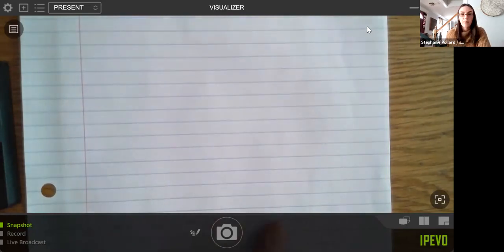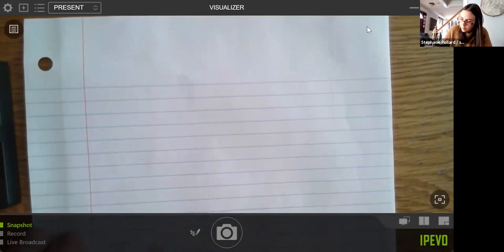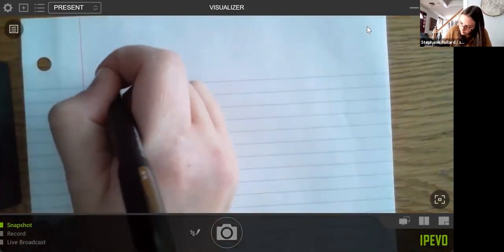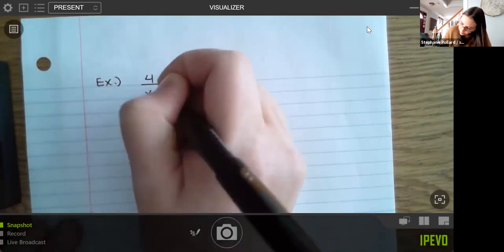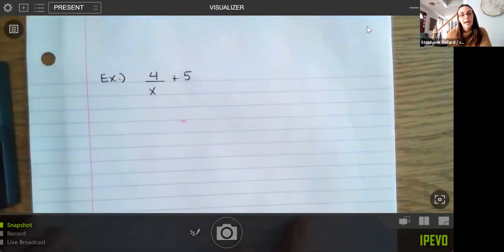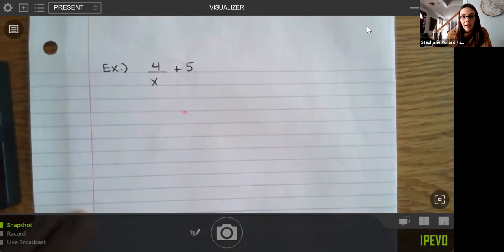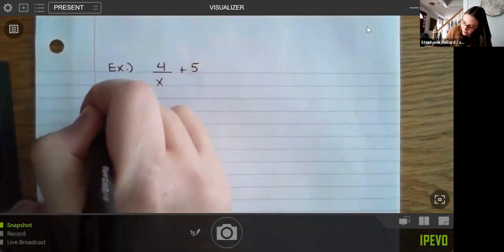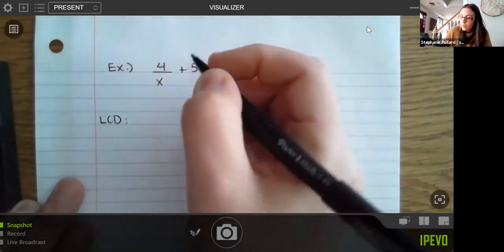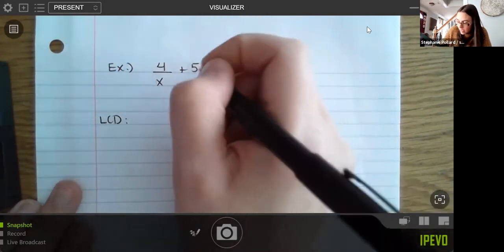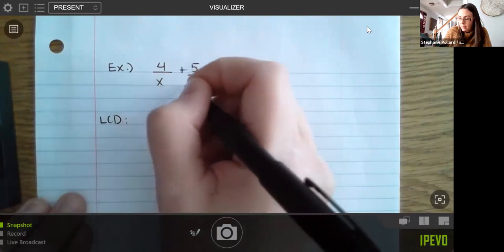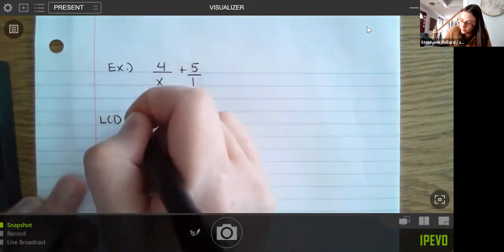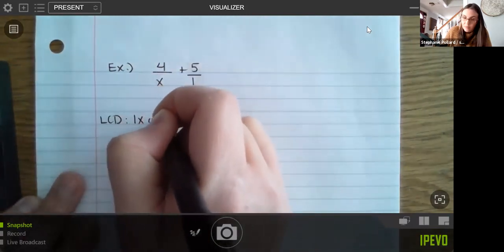All right, let's do a couple more examples. Let's say I have 4 over x plus 5. So my LCD here. Now, if there is no denominator, you do have one. There's always a factor of 1 there. So putting these two together, I need a factor of x and a factor of 1. So it's just 1x, or x is fine.